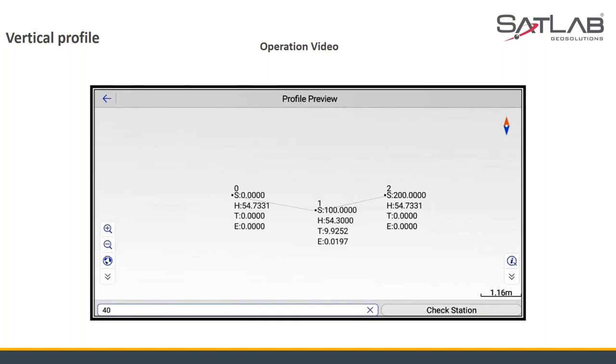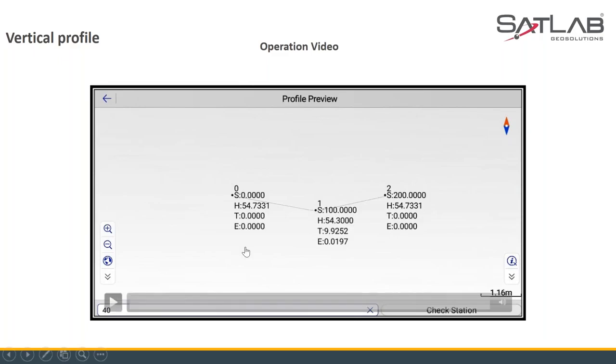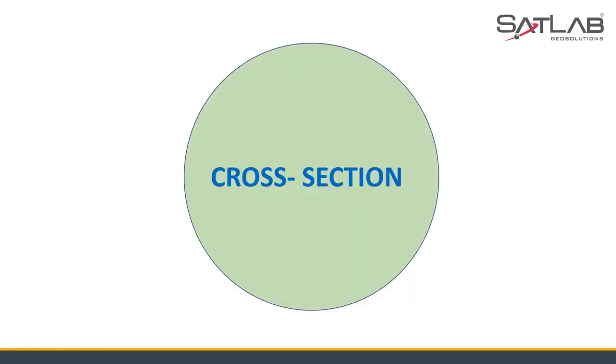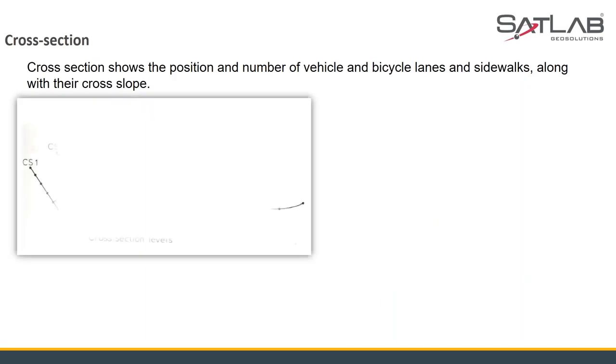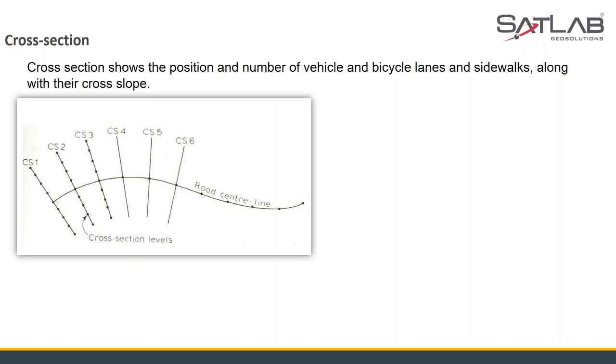So there you go. As you can see over here, this is the whole graphical representation of what we have designed so far. You can change the stations as you want. Say for example, we have a station from 0 to 100, from 100 to 200. You can check the details of station 40, station 50, station 60, whatever you want. Okay, this is the vertical profile.